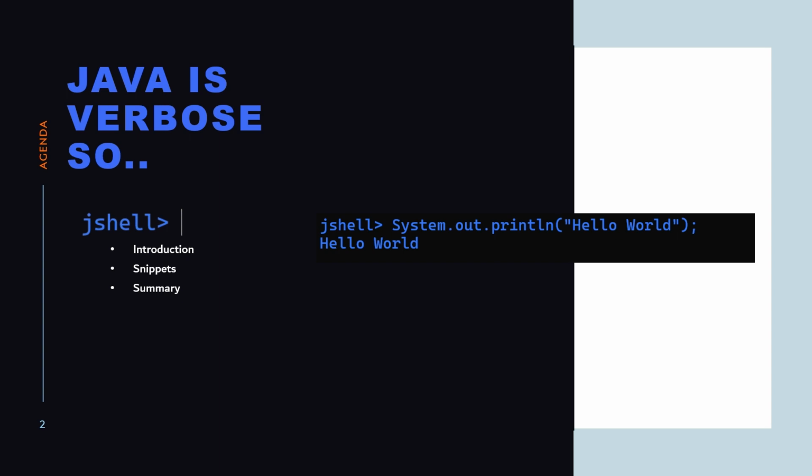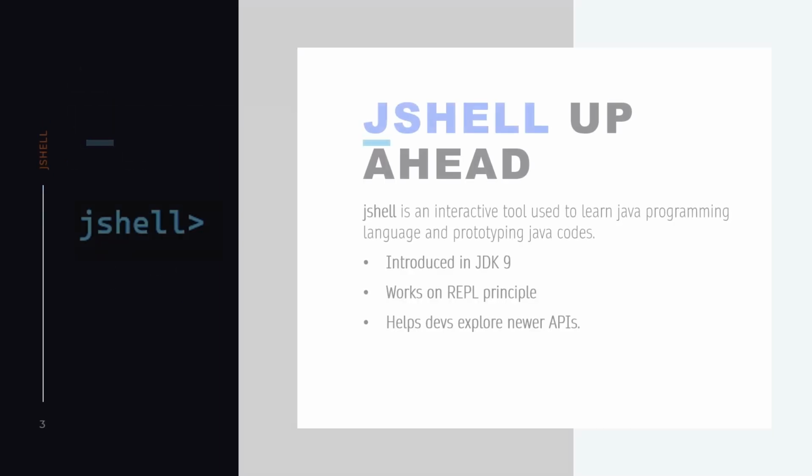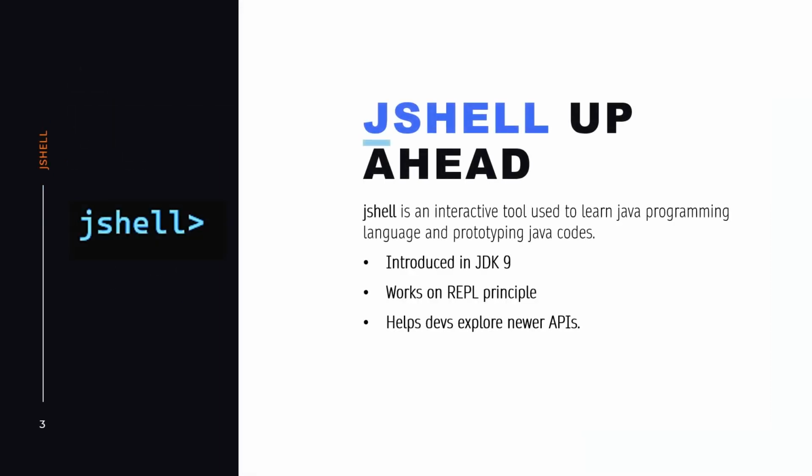Now, what is jshell? We'll talk about that, but let's discuss the agenda of this video. It'll cover the introduction, how to execute the snippets, and the summary of jshell, enough to get you started. So let's begin. jshell is an interactive tool used to learn the Java programming language and for prototyping of Java code. It was introduced in JDK 9 and it works on the read, evaluate, print, loop principle, REPL. It reads the statements that you type, it evaluates them, evaluates the declaration, it prints them, and then it again loops back.